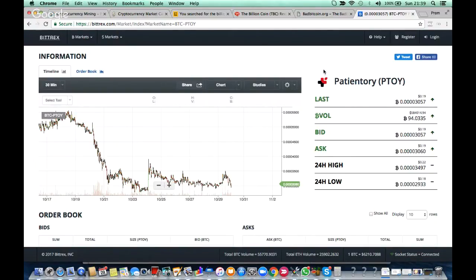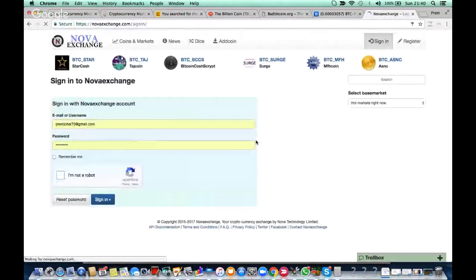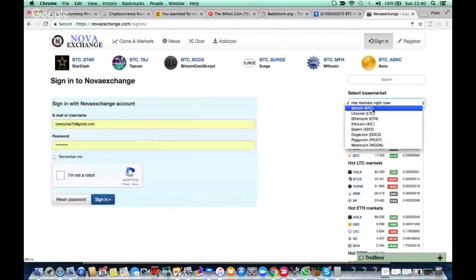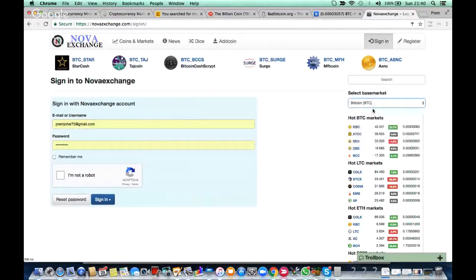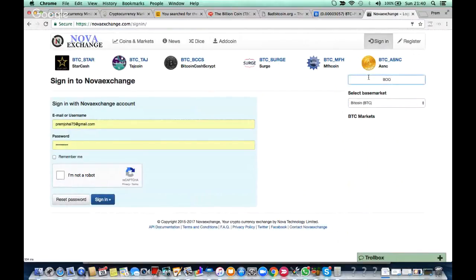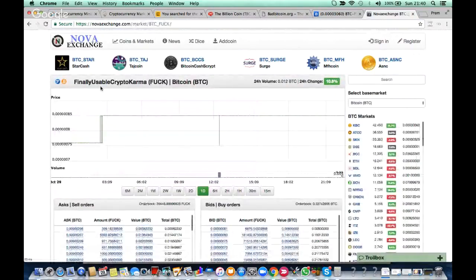On the other hand, if you go to an exchange called Nova Exchange, I'm not signing in right now because it requires 2FA authentication. But in Bitcoin, in the hot markets, you can find a coin that is called BOOB. No, it's not here right now. There you go. This coin is called Finally Usable Crypto Karma. I'm just embarrassed even having to show you this.